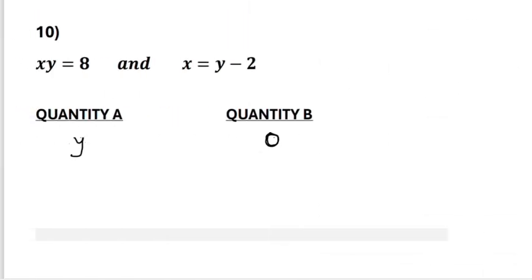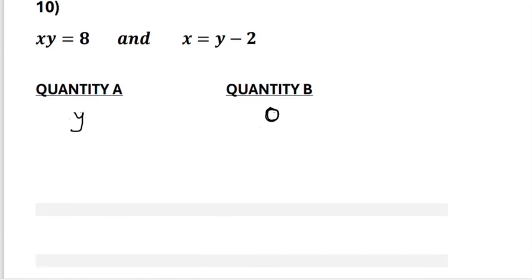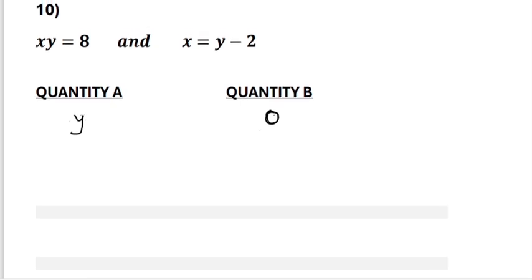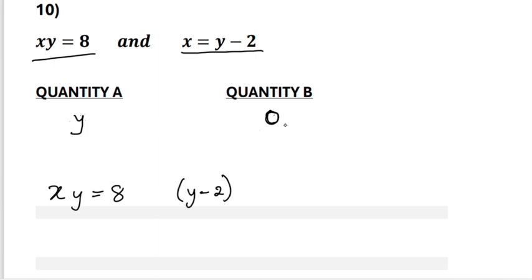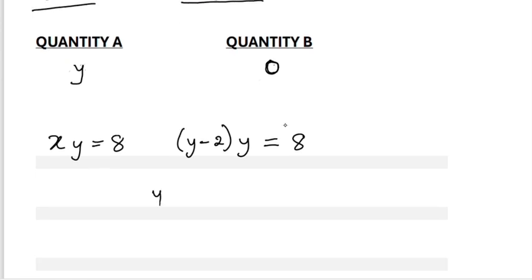So for question 10, we are given that xy equals 8 and x equals y minus 2. Quantity A is y, quantity B is 0. To solve this, we're going to substitute this into this. So here we have that xy equals 8, but x equals y minus 2. So let's replace that here. This will be y minus 2 times y equals 8. And when we remove the bracket, this will be y squared minus 2y, which equals 8. We can rearrange this and it will be y squared minus 2y minus 8 equals 0.